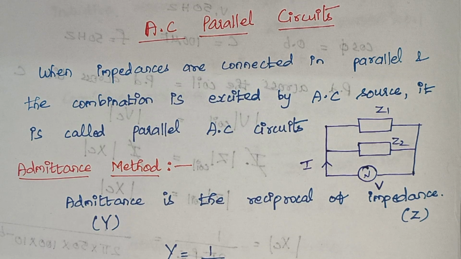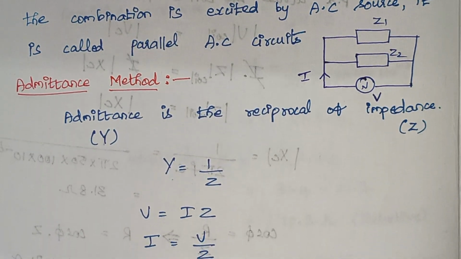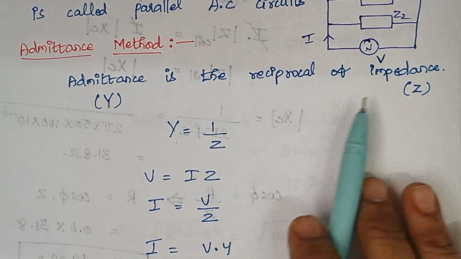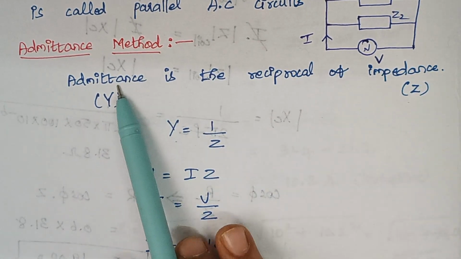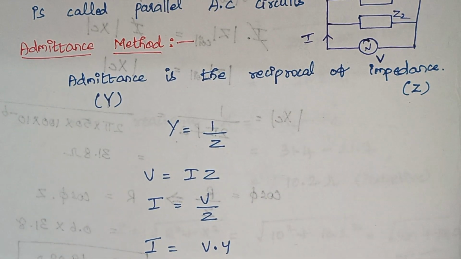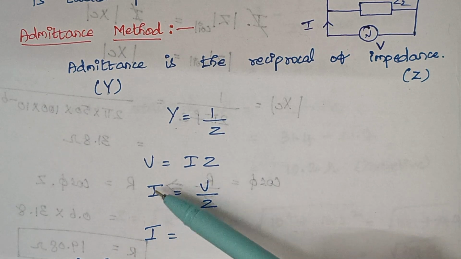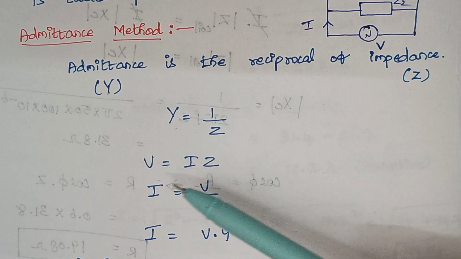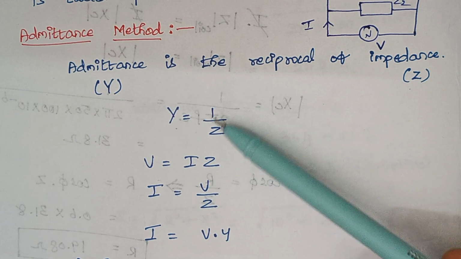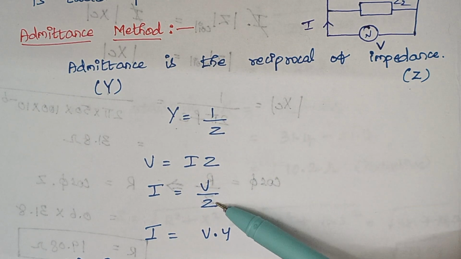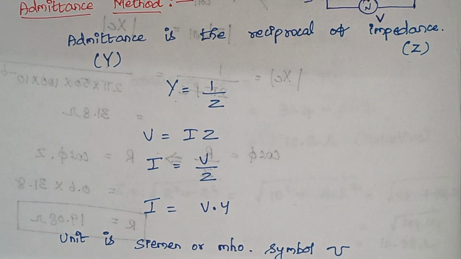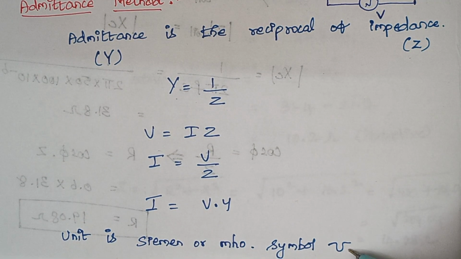So here we are using the admittance method to find the parameters. So what is meant by admittance? Admittance is nothing but the reciprocal of impedance. So the admittance symbol is Y here. So Y is equal to 1 by Z. So by the normal formula, what is the formula for V? V is equal to I into Z, and here I is equal to V by Z. And just now we found out, right, 1 by Z is Y. Therefore here 1 by Z is replaced as Y, right. The unit is Siemens or mho and this is your symbol, right.